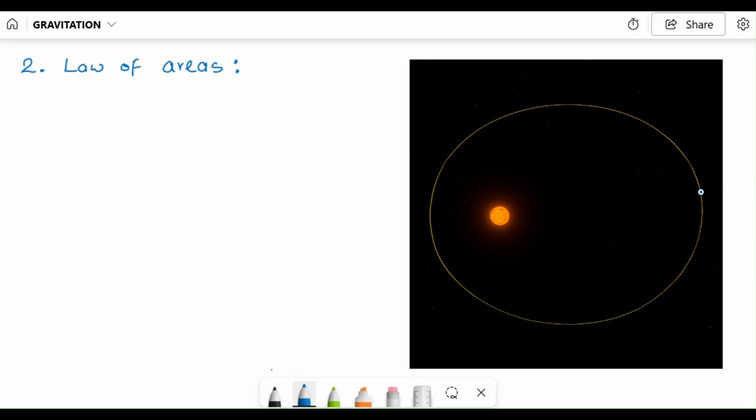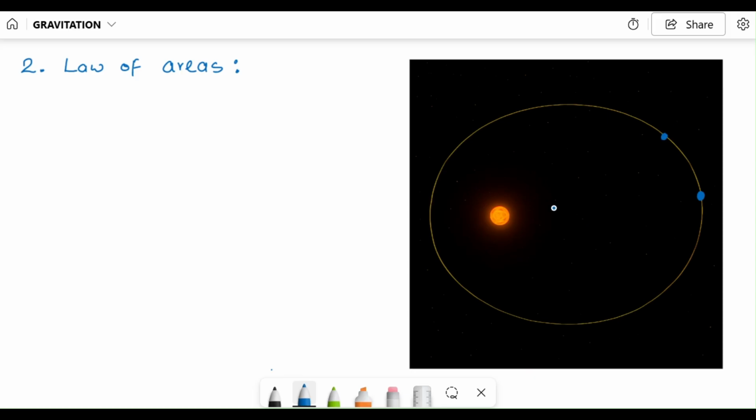So let's say this is an elliptical orbit, and this is the Sun at one of the two foci. There should be another focus here. Now consider there is a planet, and the planet is revolving around the Sun on this elliptical path. So let's say from this point, it comes to a new position here.